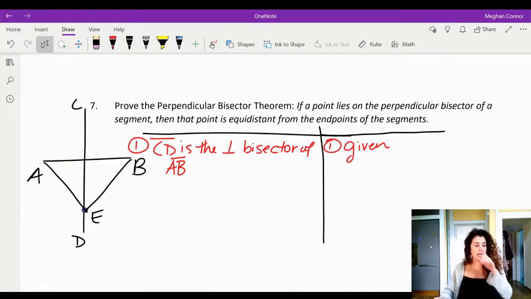Perpendicular bisector has two pieces. It has the fact that it's perpendicular, and it also has the fact that that segment's been bisected. Perpendicular means 90-degree angles. Bisect means that it splits that segment into two equal pieces. I can do it in the same statement because it's the same reason. And the reason is definition of perpendicular bisector.